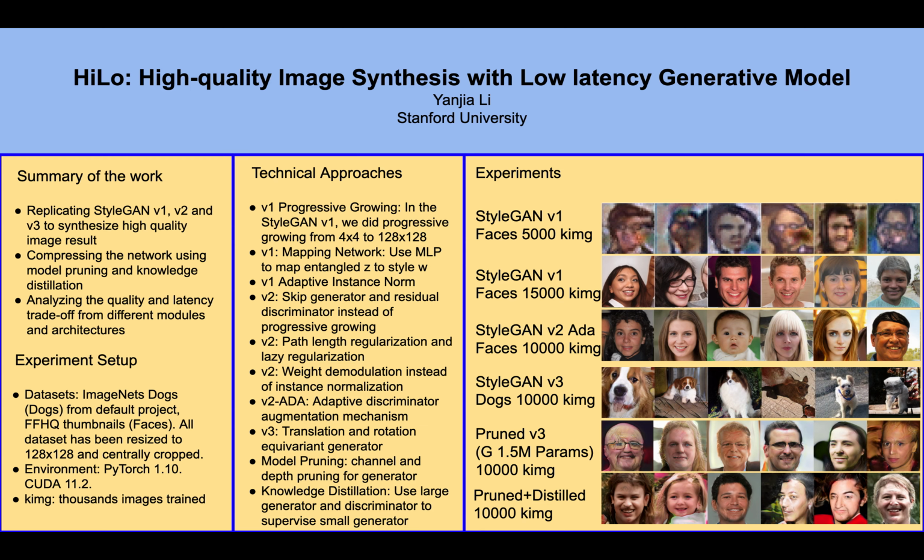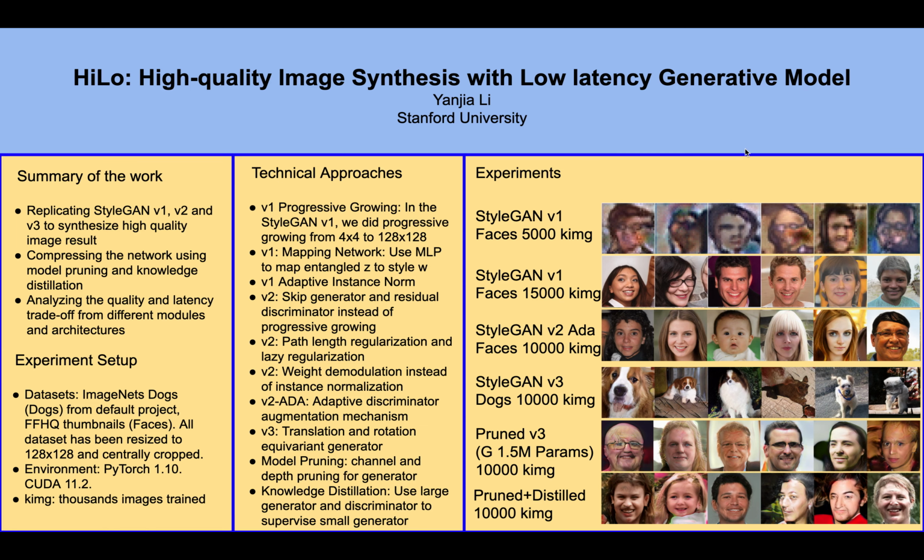In order to achieve that, I first need to replicate many features from StyleGAN V1, V2, and V3 to get this high-quality image result first. And then I need to compress the model using a lot of model pruning techniques and also knowledge distillation. In the end, with both the optimized model and the original high-quality model, I can analyze the quality and latency trade-off from different modules and architectures.